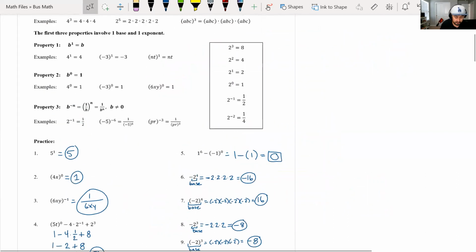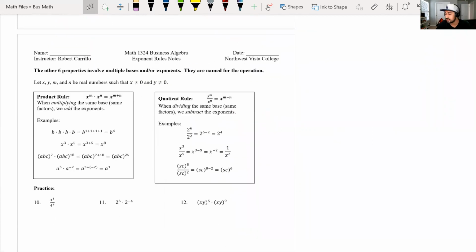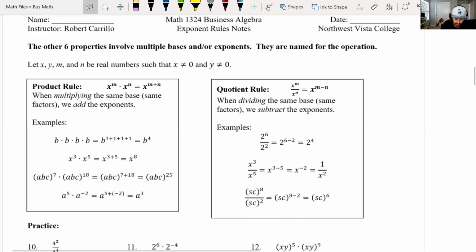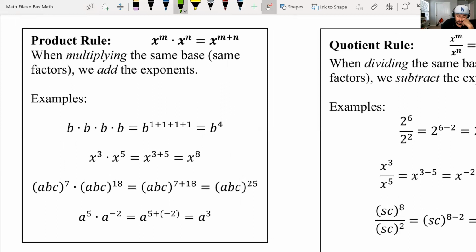All right, so there's three properties so far. Remember those. Now we go to more properties, right? There's so many rules, but all these rules are important for exponential operations, okay? So first one is called product rule. Product rule is, if you have the same base, if I have x to the m times x to the n, then since I have the same base, I can combine it as one term and make it x to the m plus n. So when you multiply terms with the same base, you add the exponents. Add the exponents, okay?